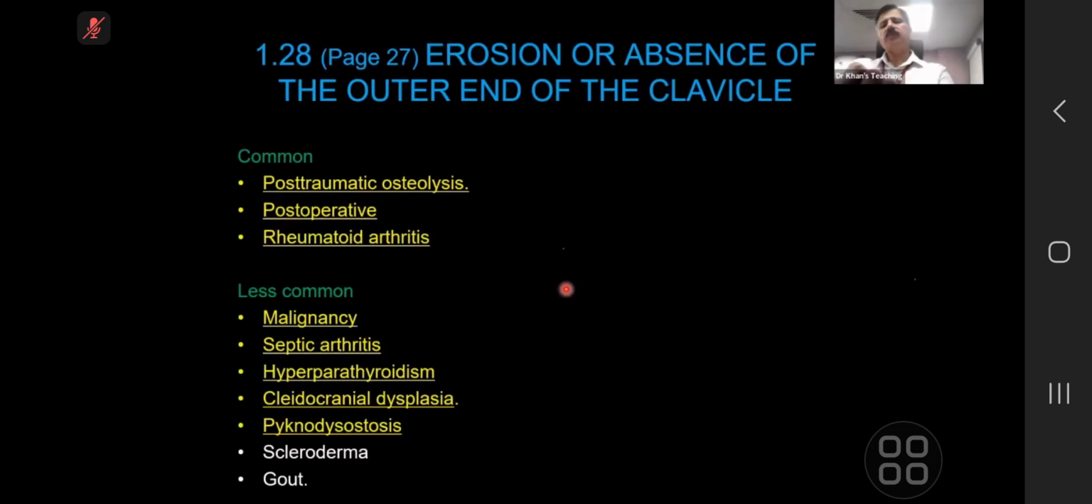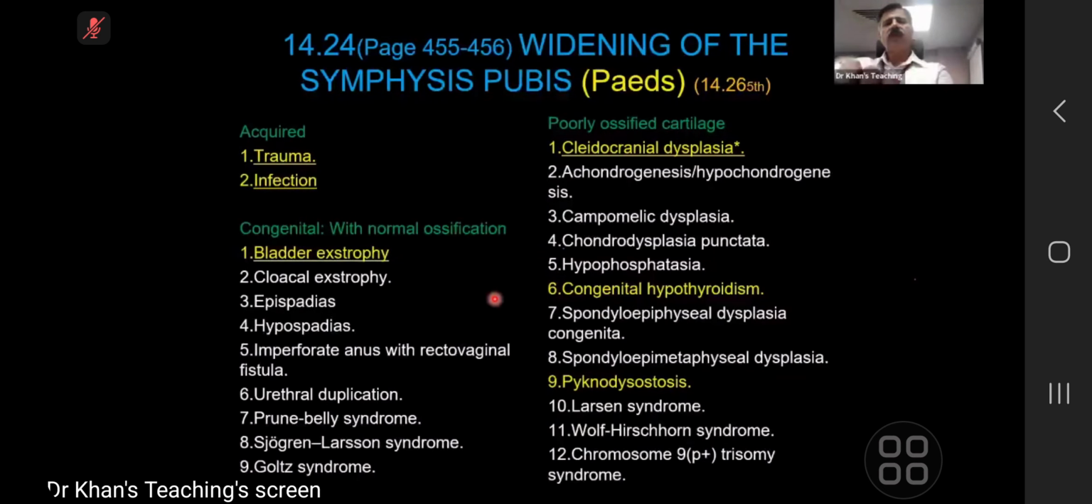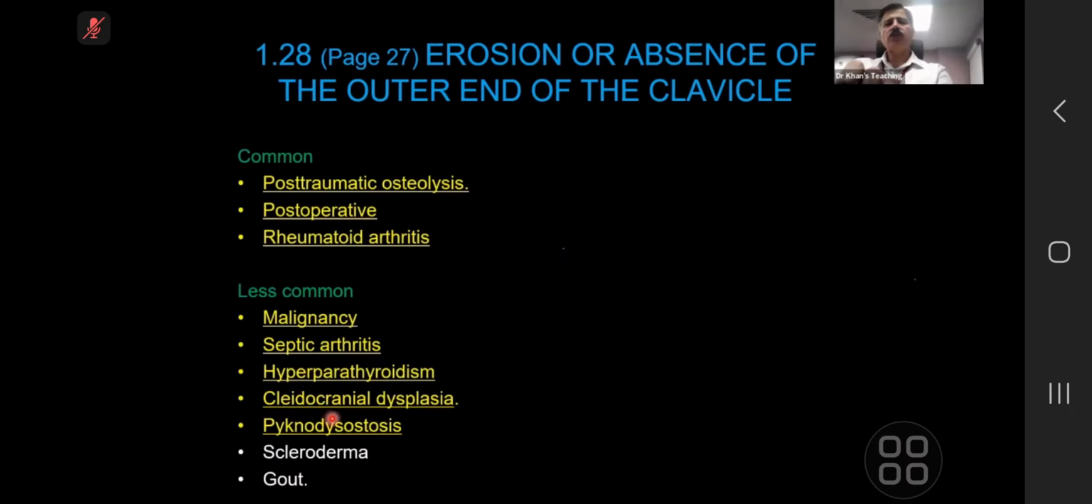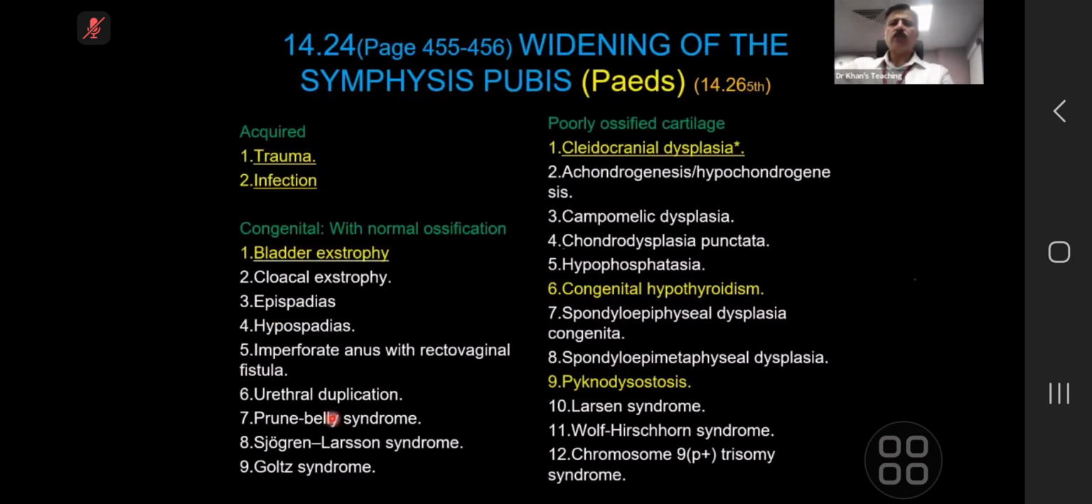So, how do you differentiate between the two? There are some discriminators which I am going to teach you. Another differential diagnosis in which both of them go together is widening of the symphysis pubis. Even here you can see cleidocranial dysplasia, pycnodysostosis. The basic pathology in cleidocranial dysplasia is poor ossification of cartilage. The membranous ossification of bone is deficient. So that is the difference.